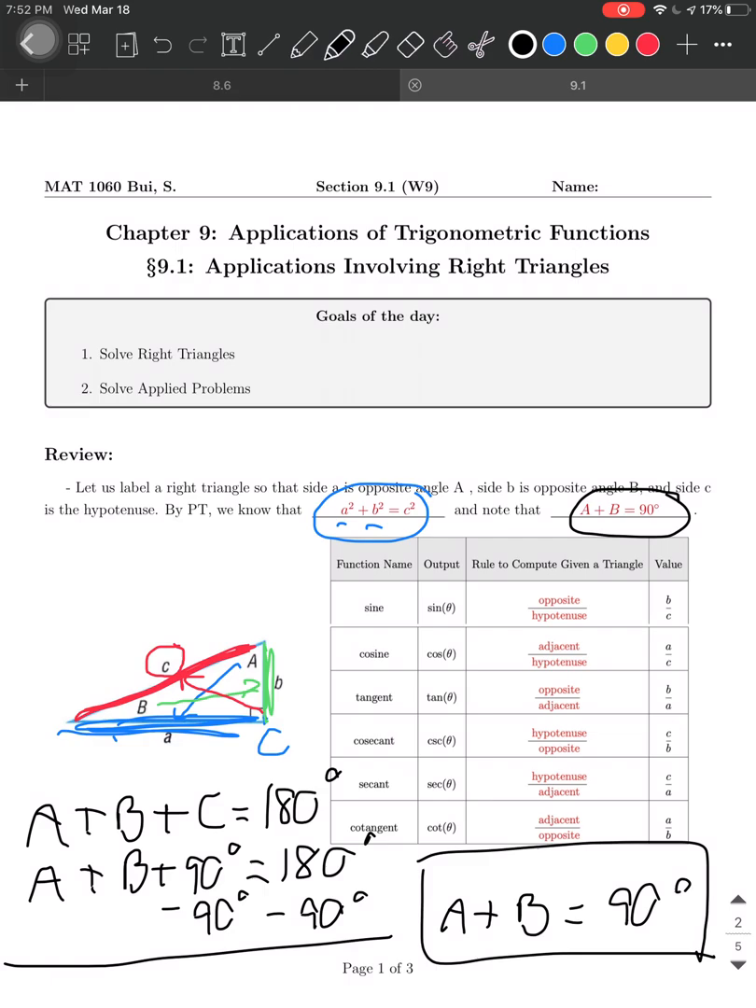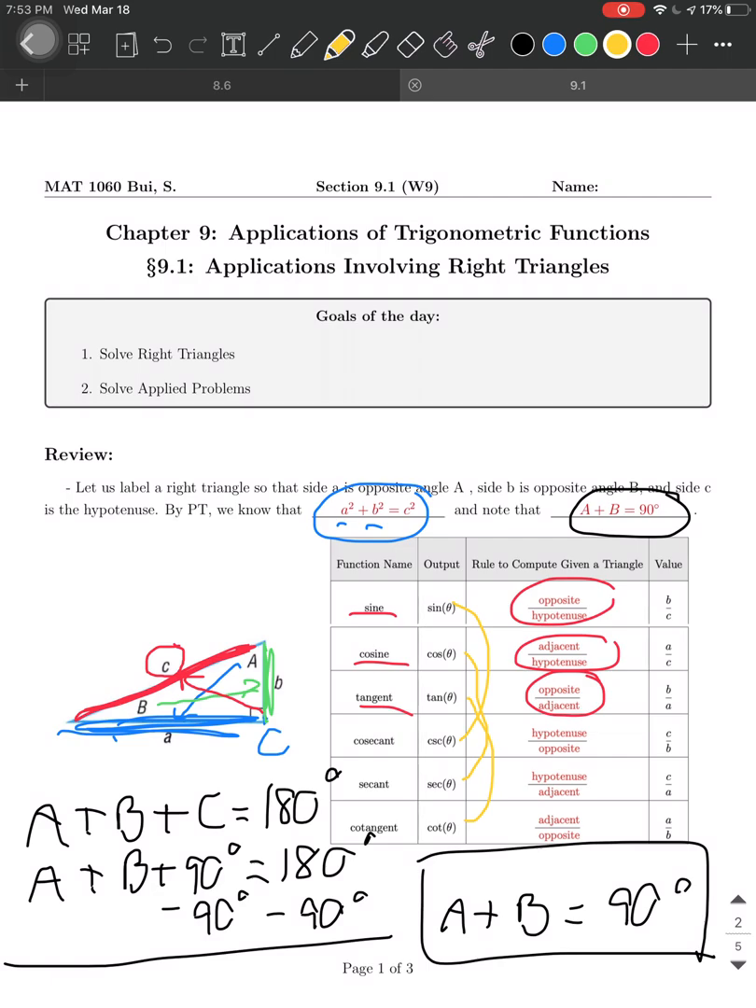SOHCAHTOA. So make sure you know all the definitions of SOHCAHTOA. Sine is always opposite over hypotenuse. Cosine is adjacent over hypotenuse. Tangent is opposite over adjacent. Cosecant will be the flip of sine. Secant is the reciprocal of cosine, and cotangent will be the reciprocal of tangent. So if anything, you just have to know SOHCAHTOA and remember the reciprocal identities, and you're good to go. Okay.